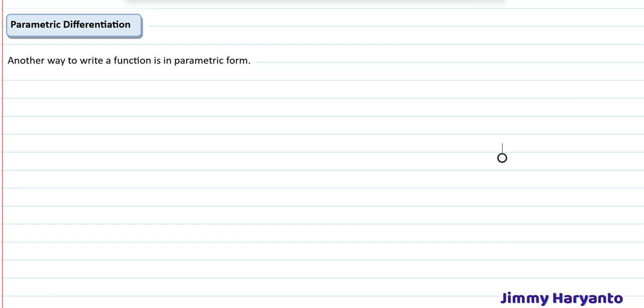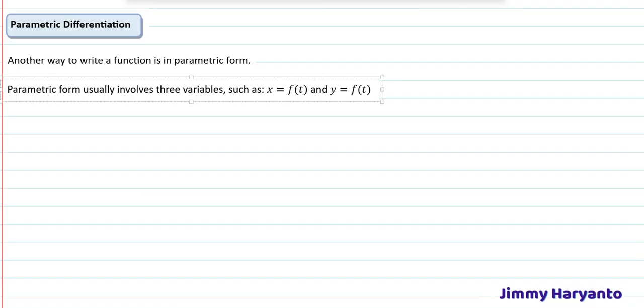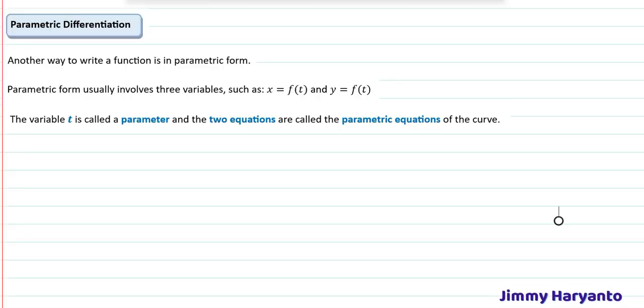Another way to write a function is in parametric form. Parametric form usually involves three variables, such as x equals f(t) and y equals f(t). That means the function of x will be in terms of t, and the function of y will be in terms of t also. The variable t is called the parameter, and the equations are called parametric equations of the curve.